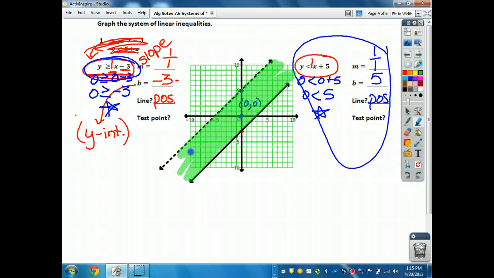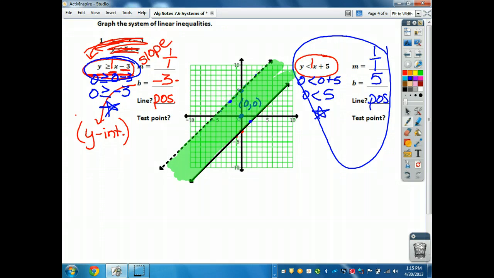Now all of those points would work in both equations. So if I picked a point right on this line, say this point right here, would that work in both equations? Yes. How about if I picked a point right on this line? Would that one work? No. Why not? Who can tell me the difference? Why would the point on this line work and the point on this line would not work?